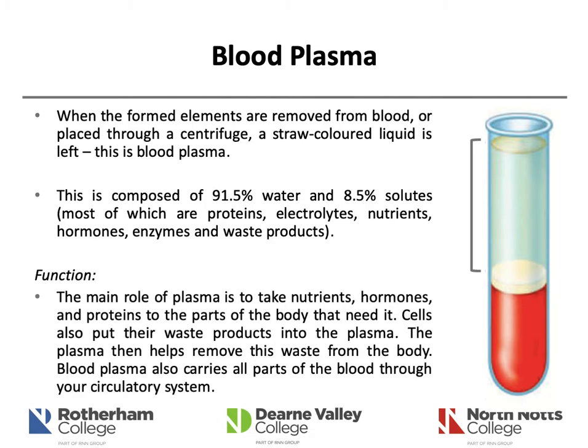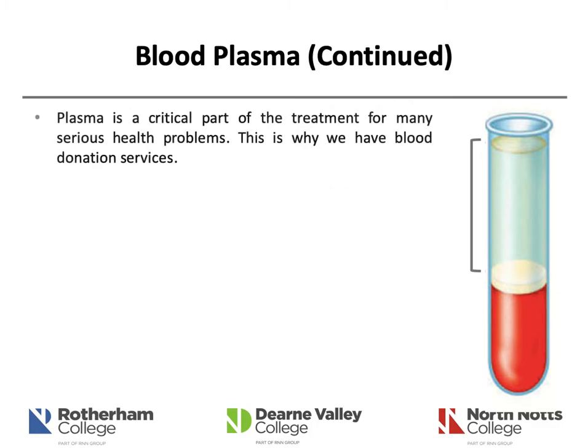The function of plasma is to take nutrients, hormones and proteins to the parts of the body that need them. Cells also put their waste products into plasma, through a much broader process such as bulk flow, which we don't cover. But if you do want any extra reading surrounding that, then that's the topic you need to look at. Also, blood plasma is the transport medium that allows blood to be transported throughout the whole of your body via your circulatory system.